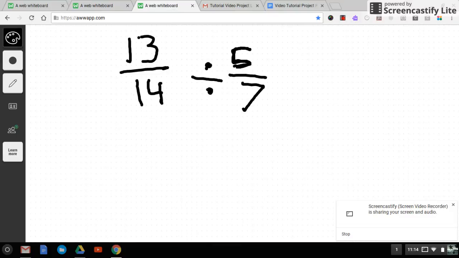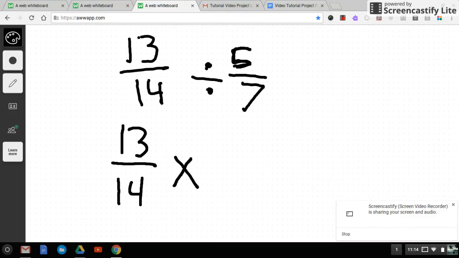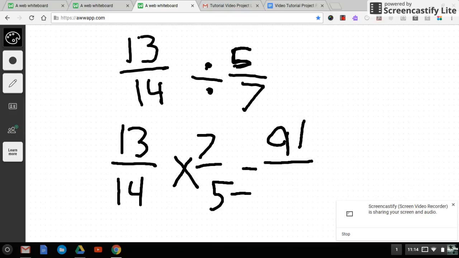Lastly, I'm going to show you how to divide fractions. An easy way I learned to divide fractions is using a method called SOR. To use SOR, you keep your first number, so it stays the same. Change the operation to multiplication and use the reciprocal of 5 over 7, which is 7 over 5. And when you multiply 13 times 7, you get 91. And 14 times 5, you get 70.